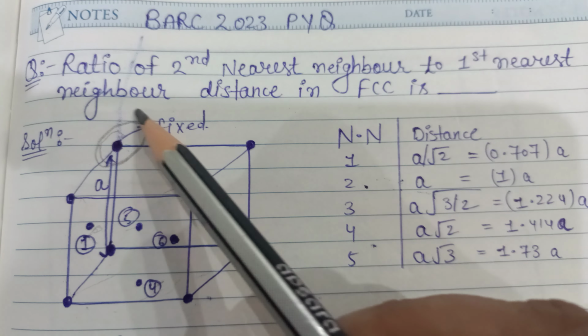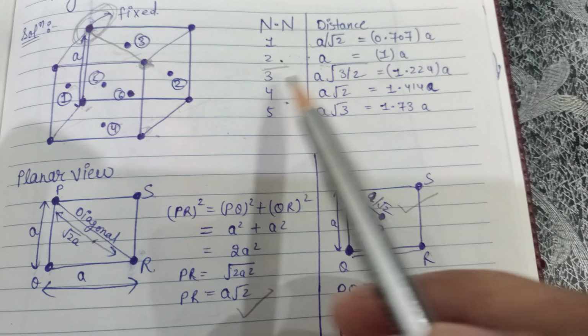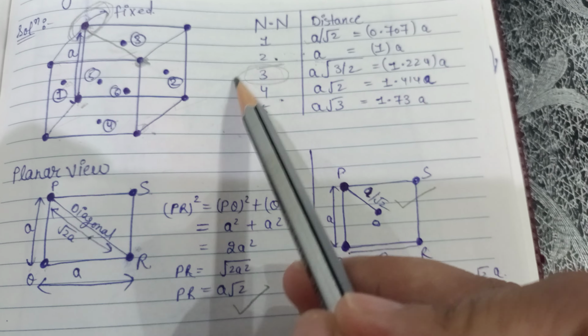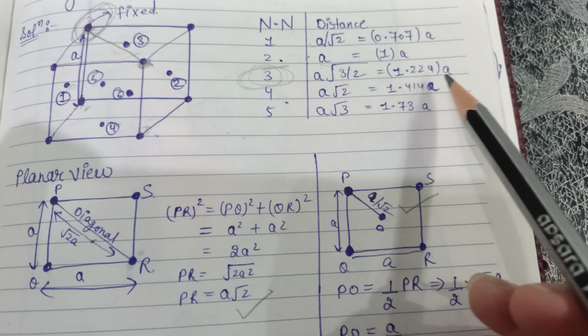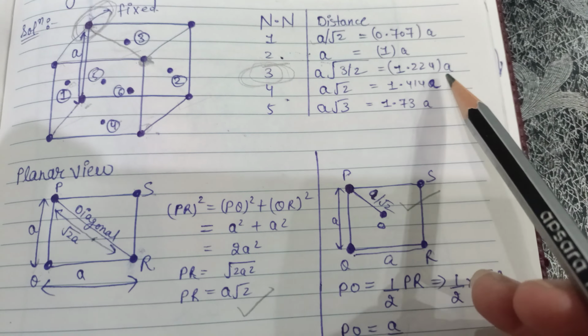Now let us see what the next nearest neighbor atom will be. The first nearest neighbor atom is at A by root 2, whose value is 0.707A, and the second nearest neighbor atom is at A. And how will the third nearest neighbor atom be calculated? Let us have a look.